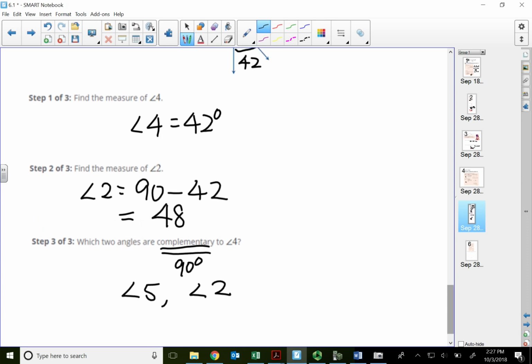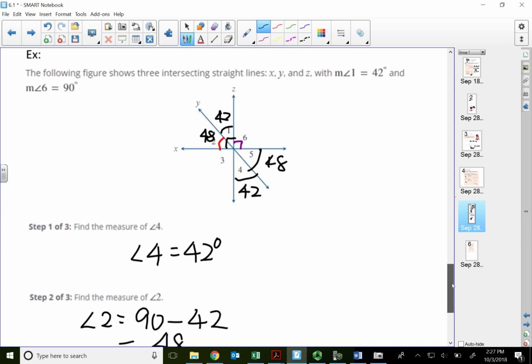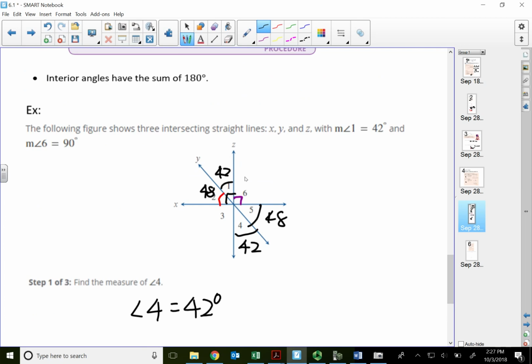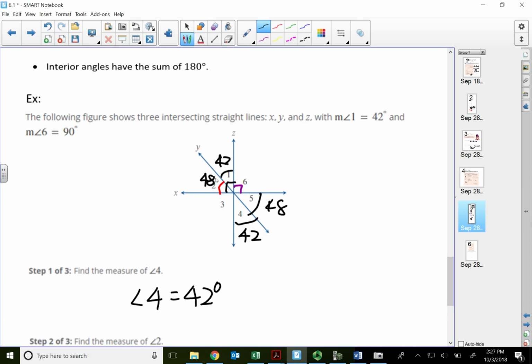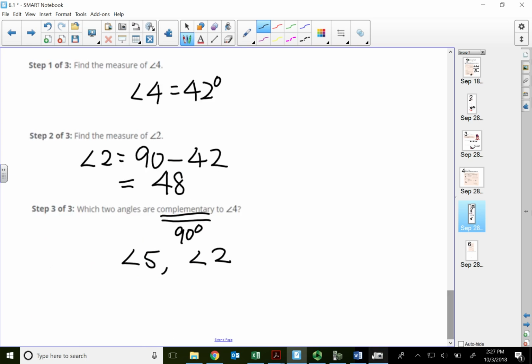So that's how we use right angles, two lines that are perpendicular, and the concept of complementary angles, along with vertical angles, to solve this problem. That will conclude this lecture video.